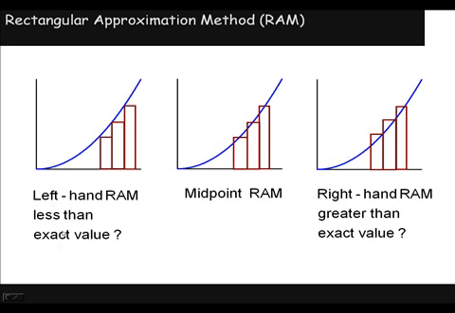So there's 3 different values. Left hand is always going to be less than, at least in this case, we're getting less than. I wouldn't say always, because what if the curve comes the other way? Right hand in this case is giving me a value that's greater. And midpoint, well, it's hard to tell which is greater and which is less, but it's not exact. It's an approximation.